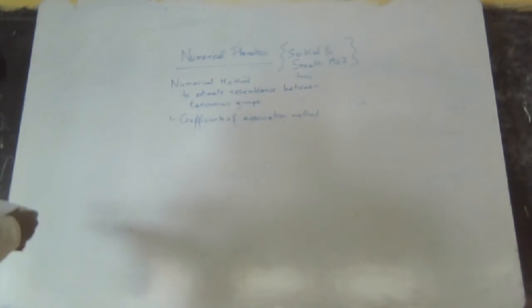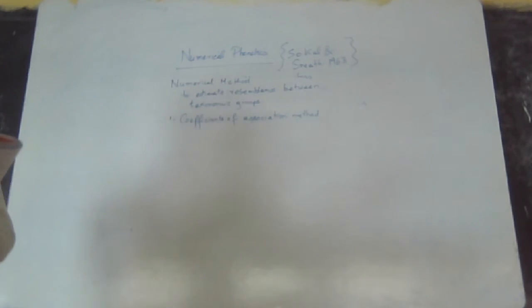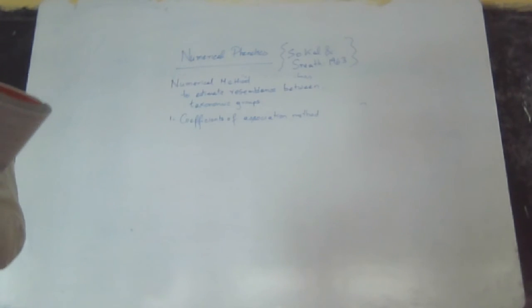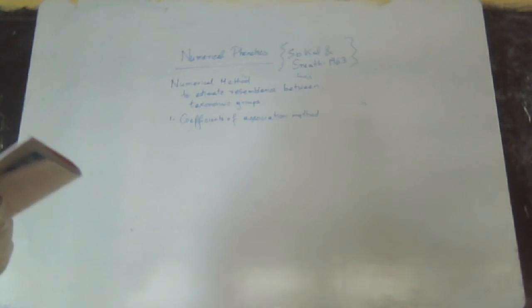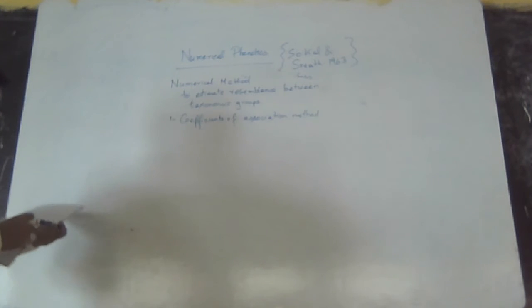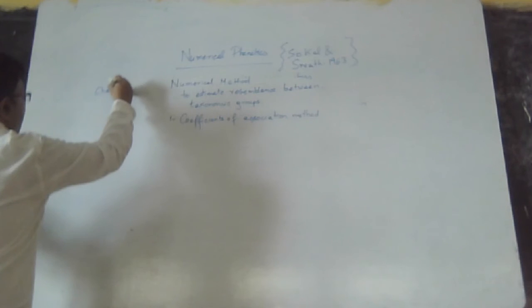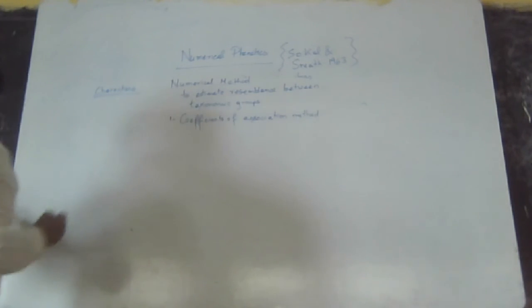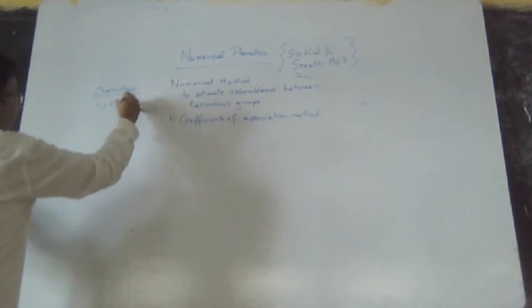Last year we talked about the operational taxonomic unit. It can be either a class or an order or phylum. These taxonomic units are known as operational taxonomic units because you are operating with them, you are working with them. And 4 characters we are taking, 4 unit characters: characters 1, 2, 3, 4.